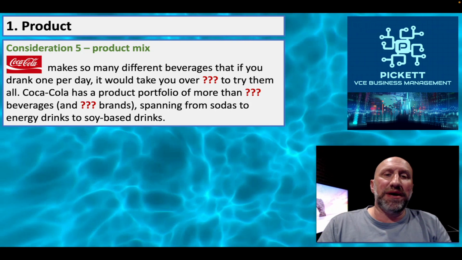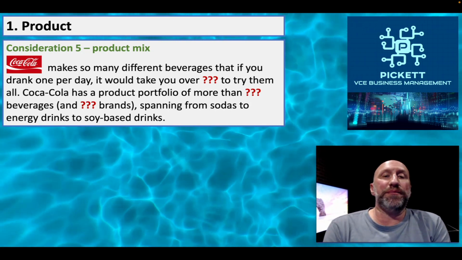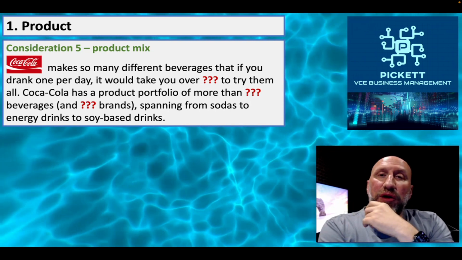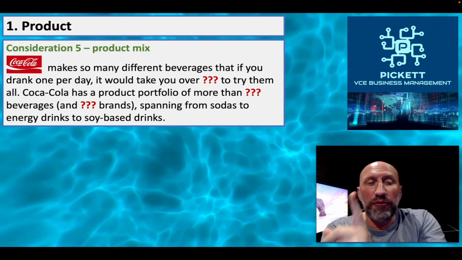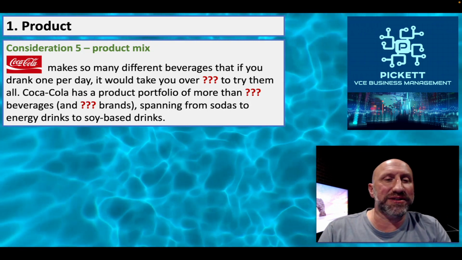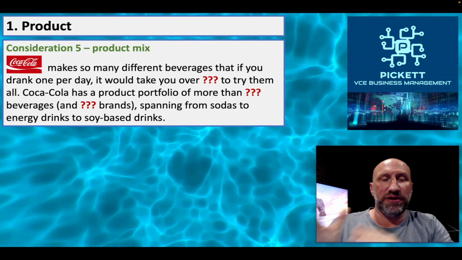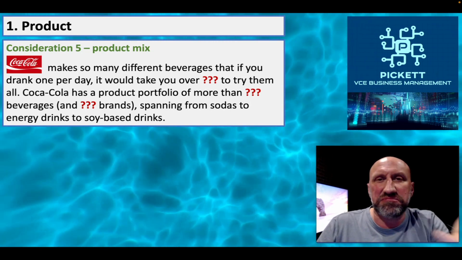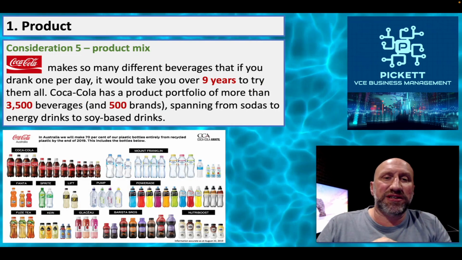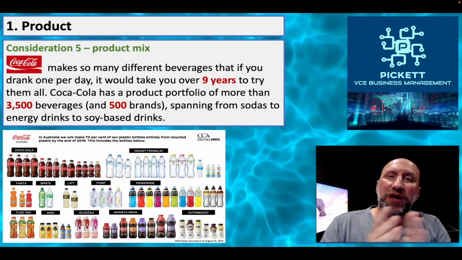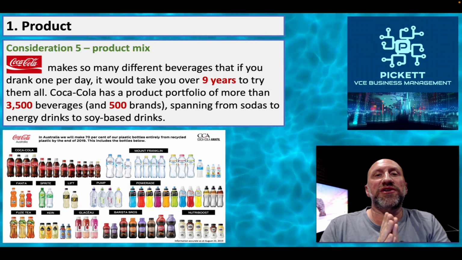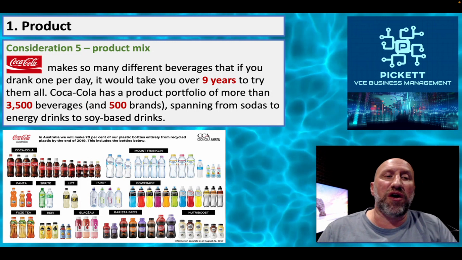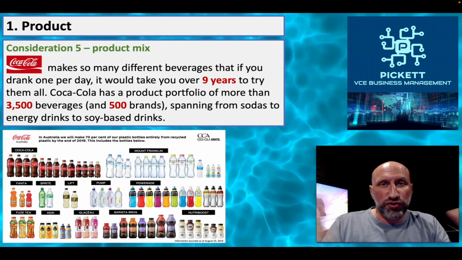Coca-Cola makes so many different beverages that if you drink one per day, it would take you over how long to try them all? Coca-Cola has a product portfolio of more than how many beverages and how many different brands, spanning from sodas and energy drinks through to soy-based drinks? Have a guess at what you think. If you drank one Coca-Cola beverage every day, it would take you over 9 years to try them all. They have a product portfolio of over 3,500 drinks and 500 brands.